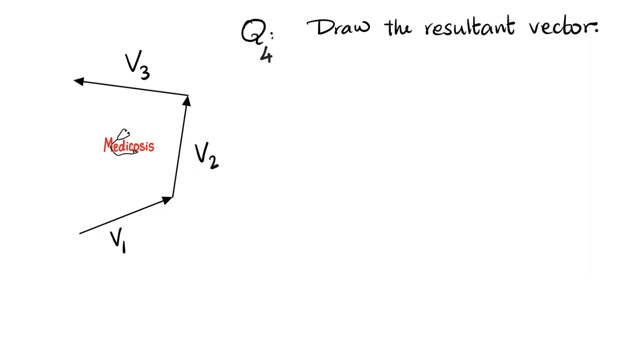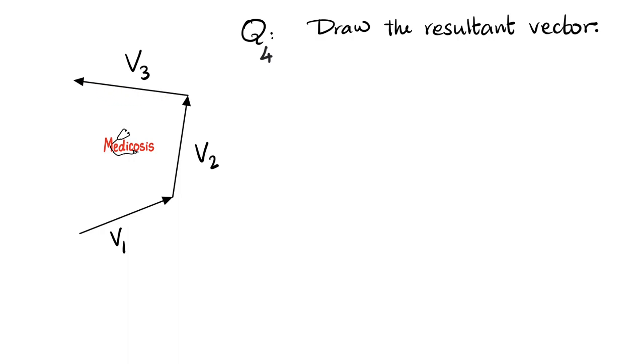Question number 4. Here you have vector 1, vector 2, and vector 3. Can you draw the resultant vector, i.e. the result of the addition of all of these 3 vectors? Please pause. Okay, so imagine that Adam walked this way, and then walked this way, and then walked this way.